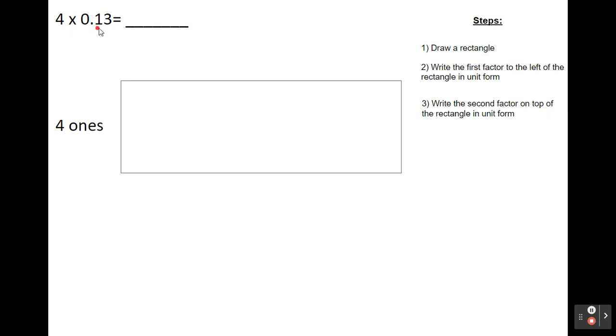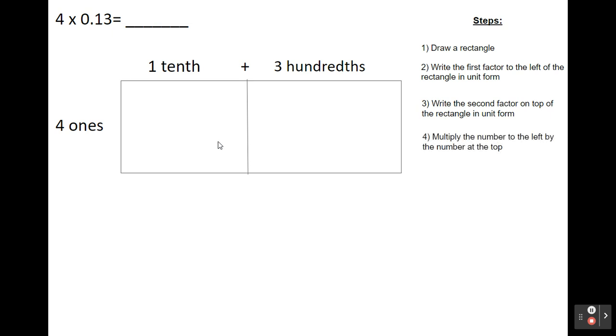So we can see there's a 1 in the tenths place. So we're going to write 1/10 plus the 3 in the hundredths place. So we're going to write 3/100. Wherever we see the addition sign, we're going to draw a line to separate our rectangle into two parts. This will allow us to multiply the numbers to the left by the numbers on top. So let's start by multiplying for this first rectangle on the left.